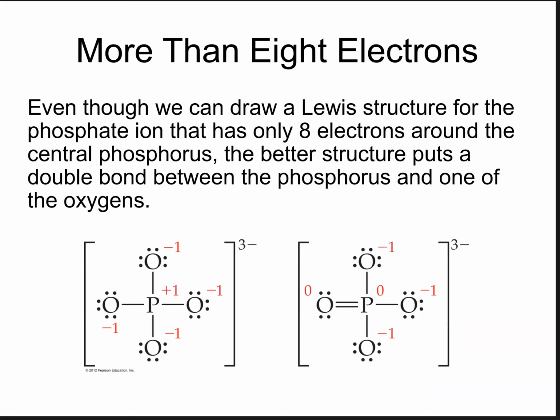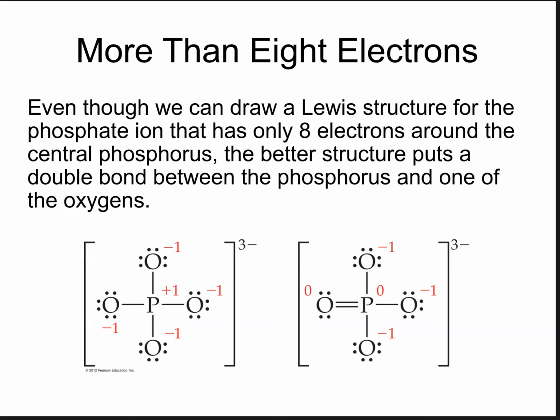We can also have more than 8 electrons in the form of double bonds. The phosphate ion, for example. Phosphate has resonance because we can draw a double bond between one oxygen and the phosphorus in the center to help minimize the formal charges. Yes, there are 3 oxygens with a -1 formal charge on it. However, this is the best Lewis structure we can draw for it.